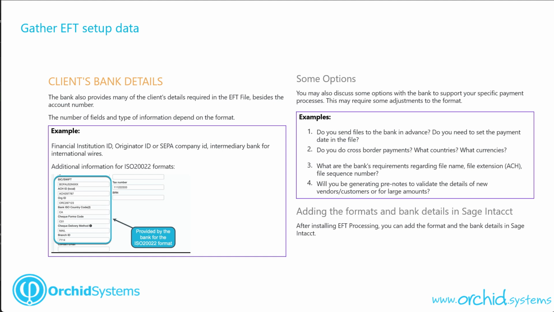In addition, your bank will provide many of the client's details that are required in the file. Of course, you'll need your branch code and your account number, but depending on the format, there may be other fields that are required as well. Your ACH ID, the bank ISO country code, your check form codes, the check delivery method, the branch ID. The exact details depend on the format and the bank.